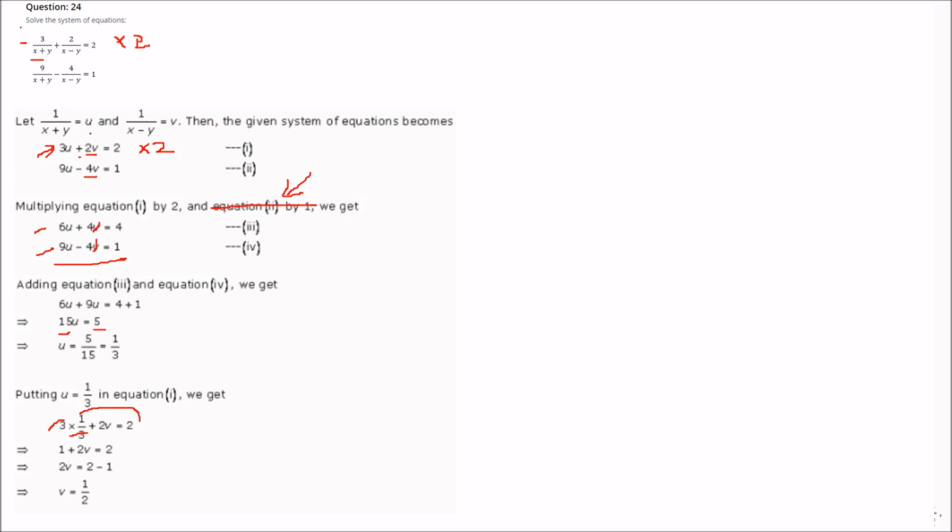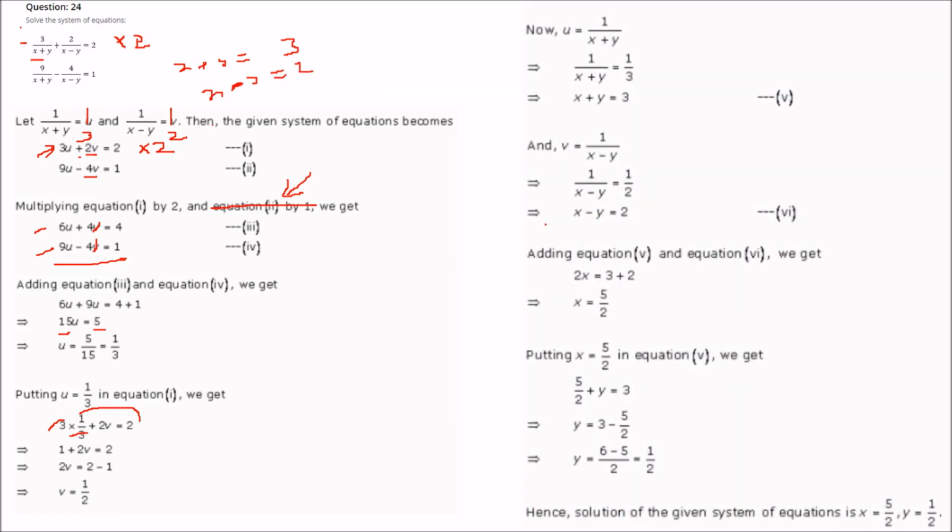But u was what? 1 by x plus y. So u will be 1 by 3. What was 1 by x minus y? We assume it to be v. So this will be 1 by 2. So the equations will be x plus y equal to 3 and x minus y equal to 2. So these are the two equations being found.